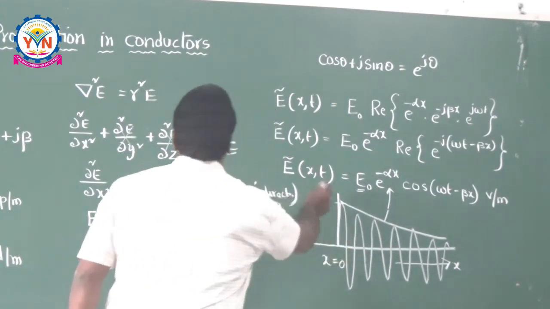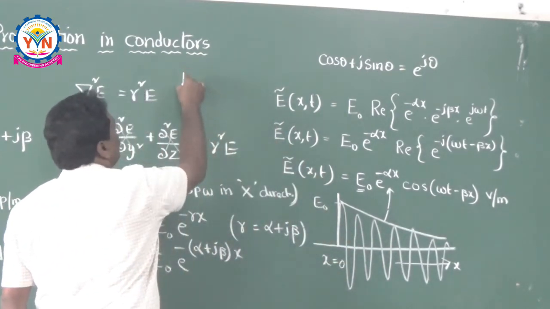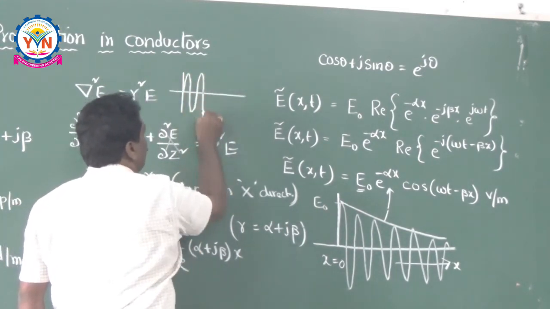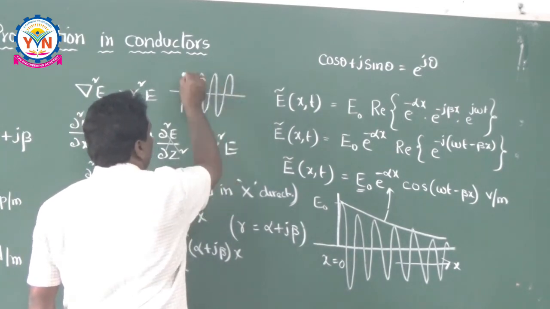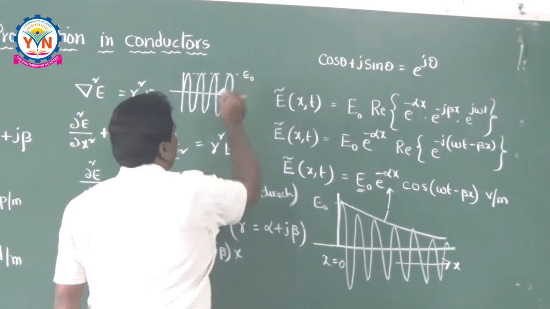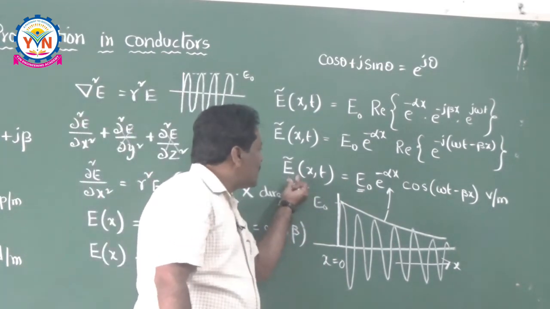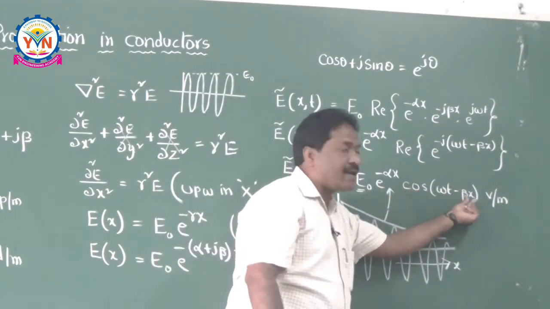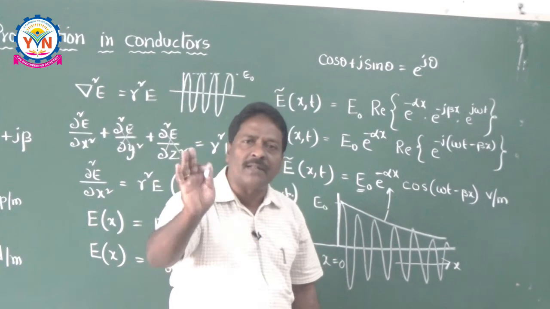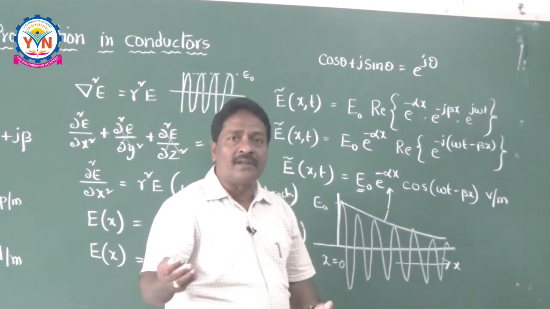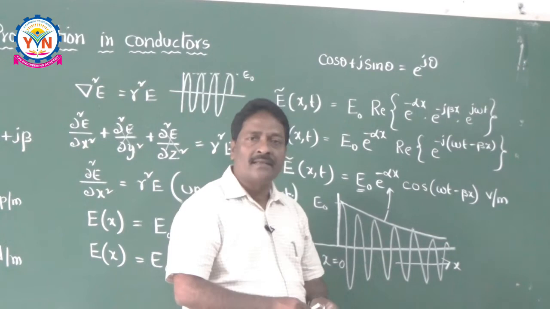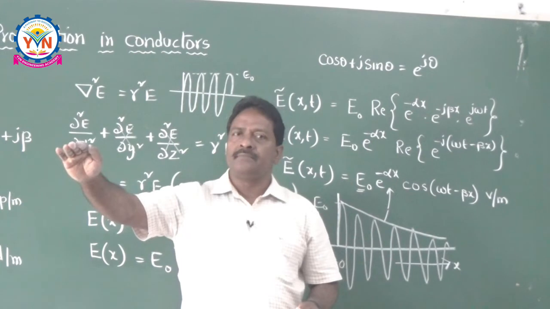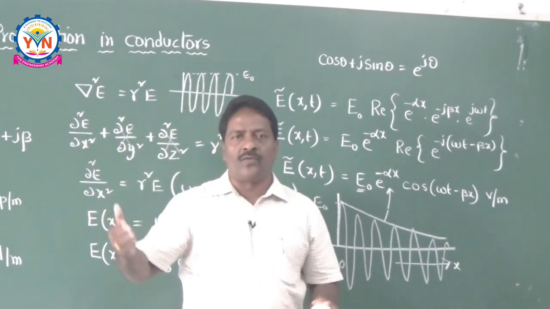If you see the same sketch in free space, the wave is always constant, that means it maintains the same value forever. Its amplitude is always E naught. Because in free space you have seen E of x comma t is equal to some C1 into cos of omega t minus beta x plus some C2 into cos of omega t plus beta x. But you have not observed the presence of e to the power of minus alpha x. So e to the power of minus alpha x tells us that whenever the wave is propagating, its amplitude goes on decreasing like this.